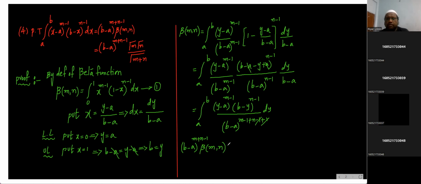Beta of m comma n, that is equal to integral a to b. We'll change the variable here. Y we can change with x, so (x minus a) to the power of m minus 1, and this is again b as it is, minus y we can change it with x, to the power of n minus 1, and again here also we have dx. I think we proved our result. See, we proved it now.